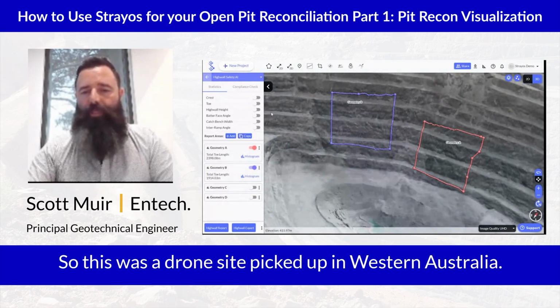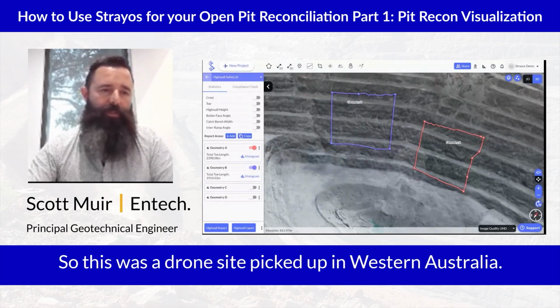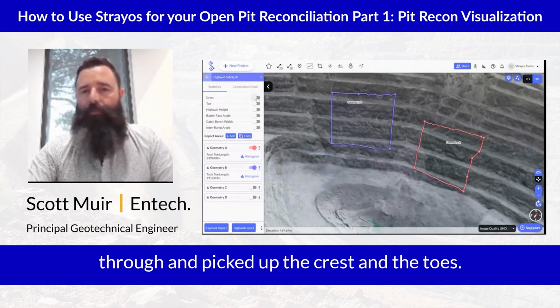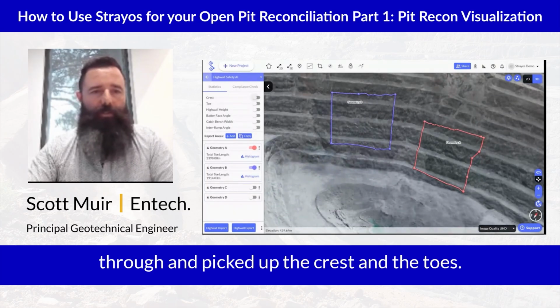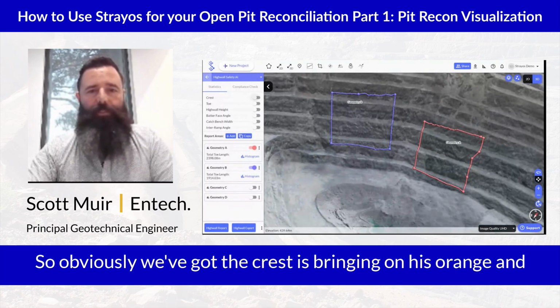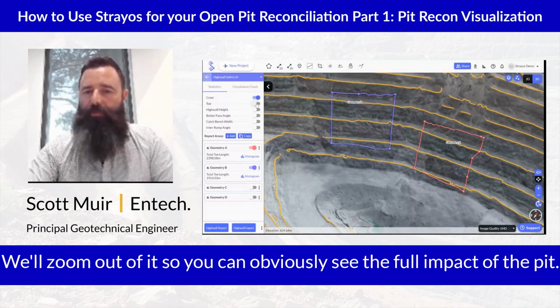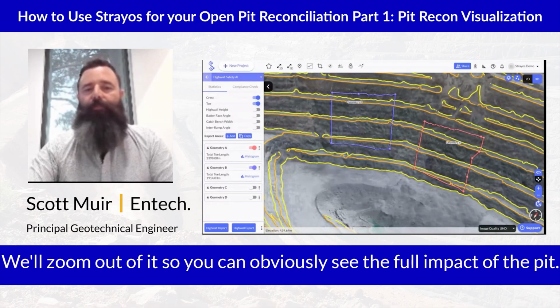So this was a drone picked up in site in Western Australia. That image has been processed, and the AI generation has gone through and picked up the crest and the toes. So obviously we've got the crest is shown as orange and the toes is yellow. I'll zoom out a bit so you can see the full impact of the pit.